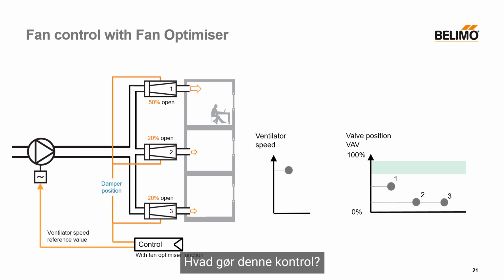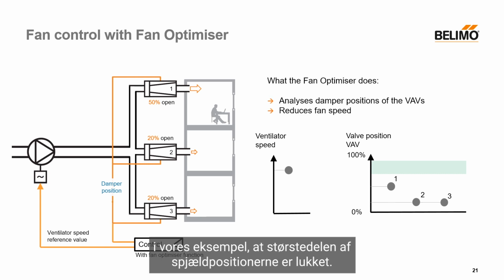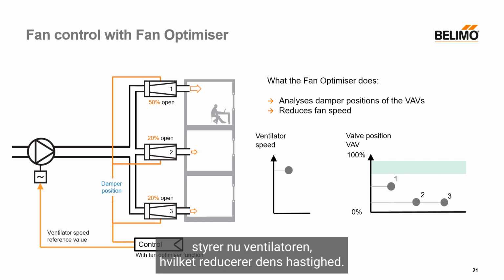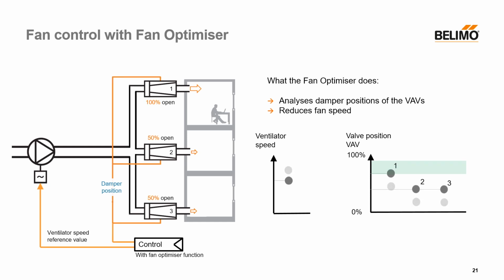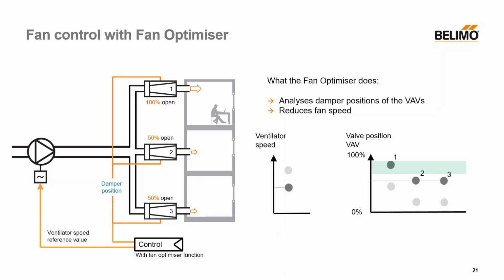What does this control do? It analyzes the damper position of each individual VAV controller and recognizes in our example that the majority of the damper positions are closed. The control with integrated fan optimizer function now controls the fan, which reduces its speed. This causes the VAV controller to open the damper position.